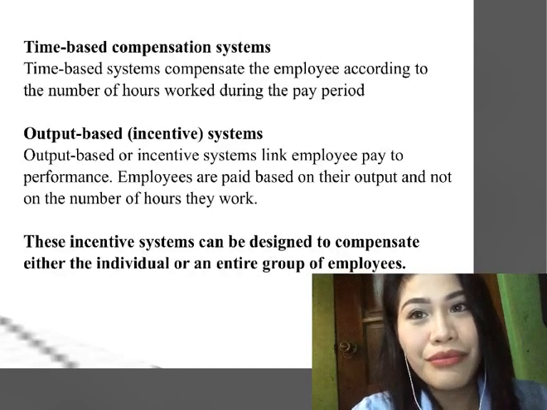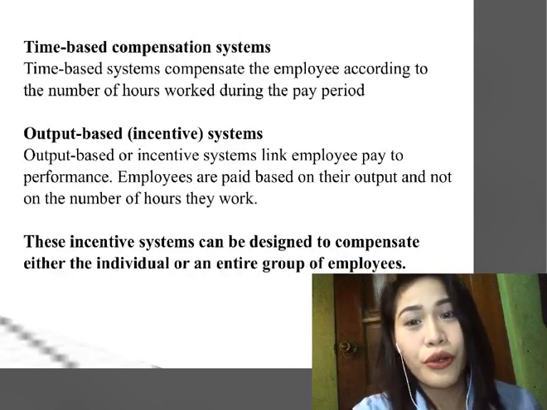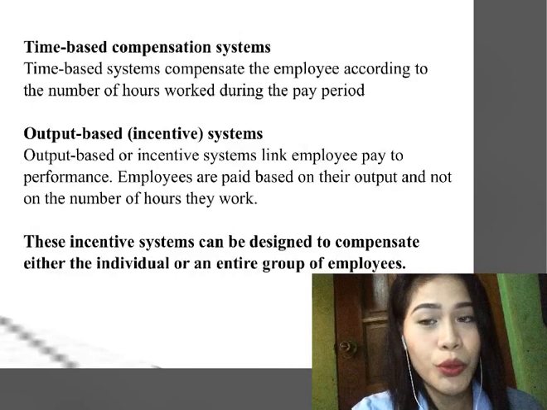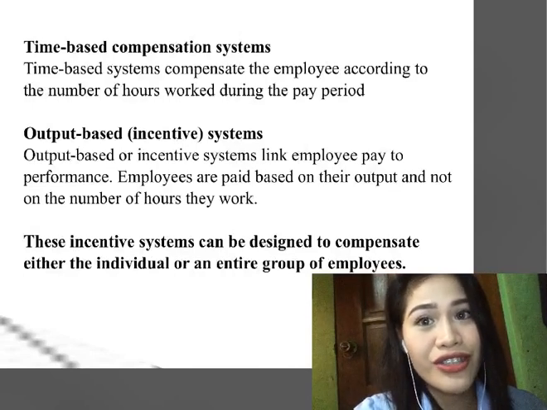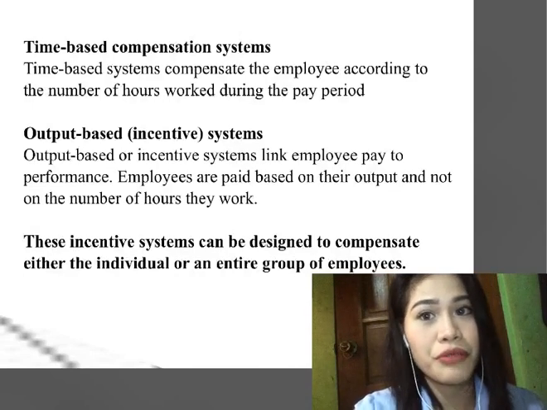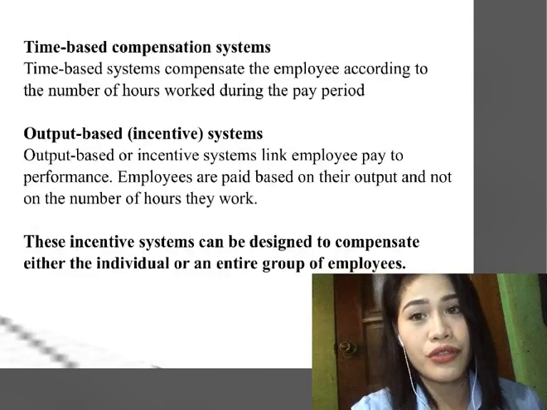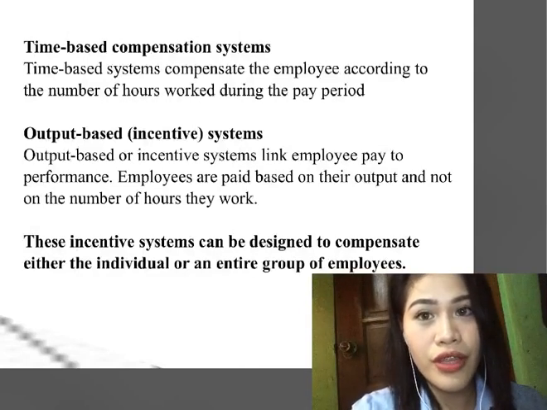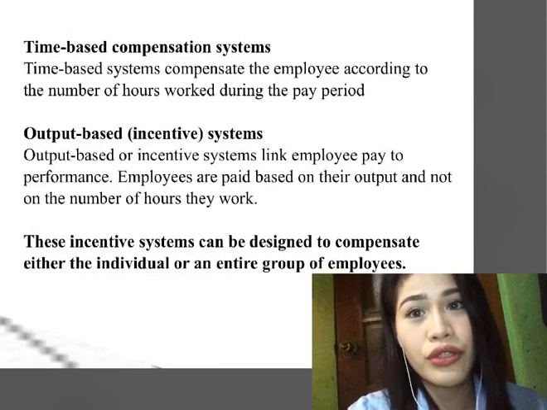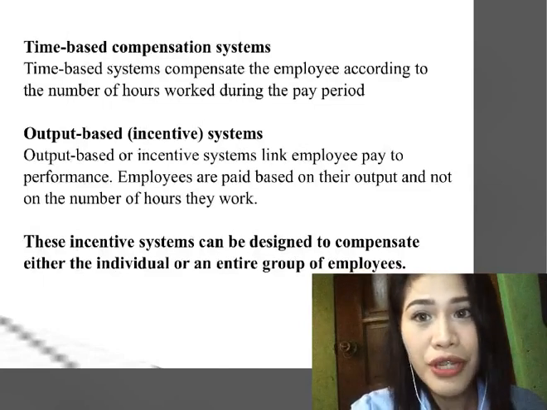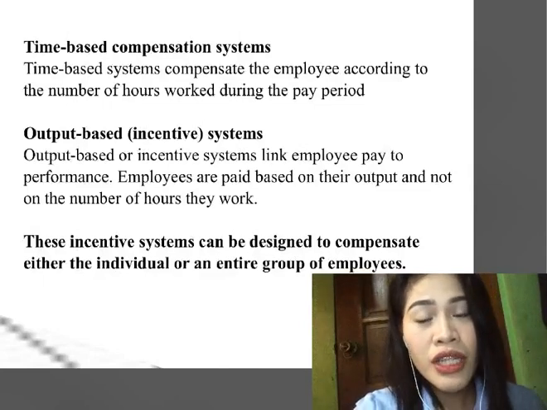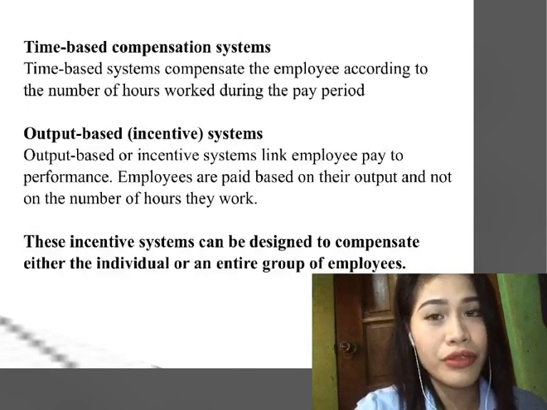Time-based compensation systems are normally used when measuring output per employee is not applicable, for example for managers, administrative support staff, and some direct laborers. Consider an employee working in your company's research and development group. This employee is doing creative work which is not easily measured in terms of output.